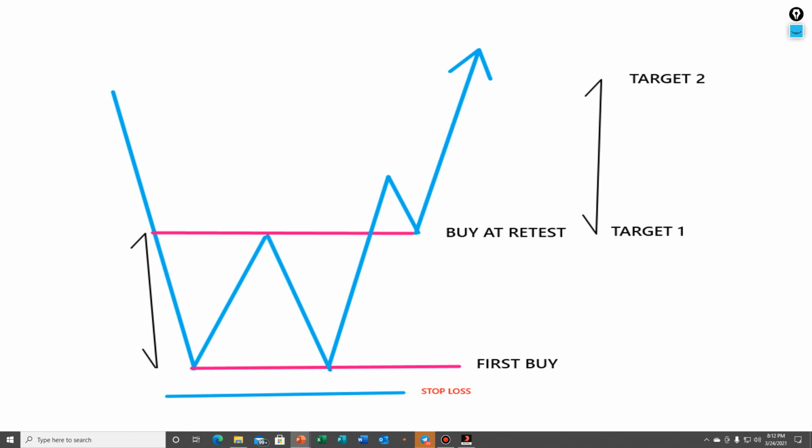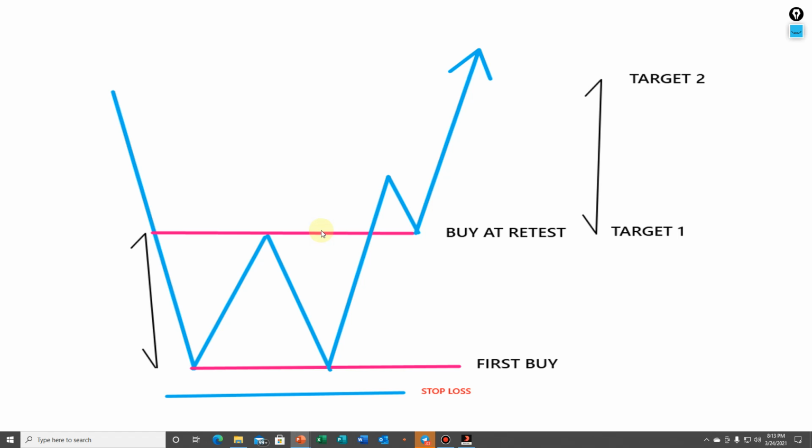So where do you put your stop loss? Once you enter the first buy, you put your stop loss just a few pips below your entry. So you enter the first buy, then the second buy. Besides that, there are times when you think price is going to continue going up, and price fails to break this neckline. So what do we do in this case?